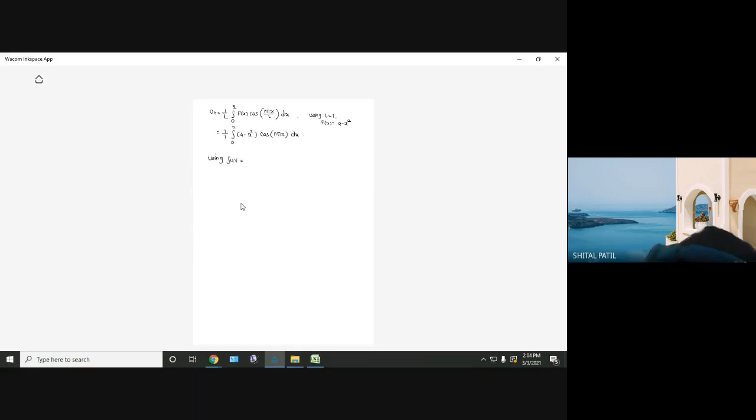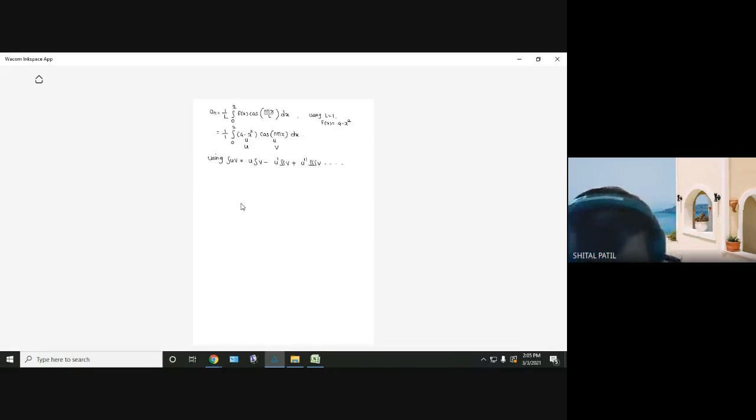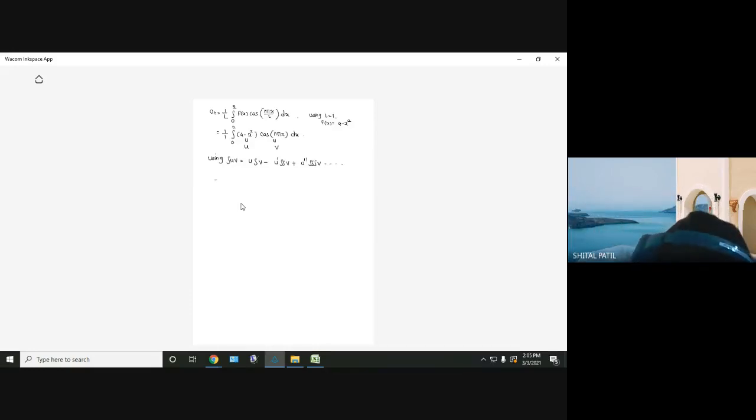Integration of UV, understand it very well. So U as it is, integration of V minus U dash integration twice plus U double dash integration thrice, and so on. So the derivative of 4 minus x square becomes 0. So that is U. And by default, the remaining function will be V. So the integration is like this.